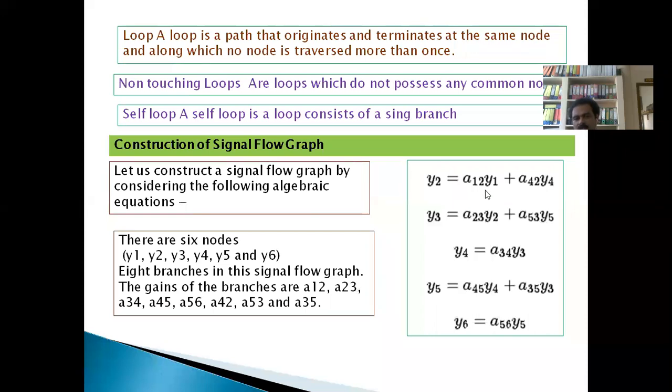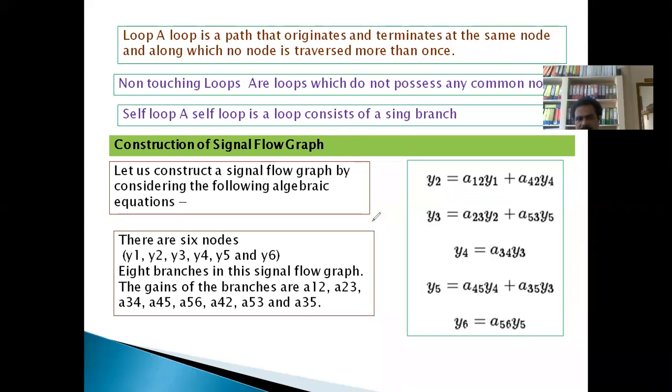So the total are A12, A42, A23, A53, A34, A45, A35, and A56. These are nothing but gains, or branch gains. Each and every branch has a gain. A branch means a line segment represented in between two nodes is called a branch.